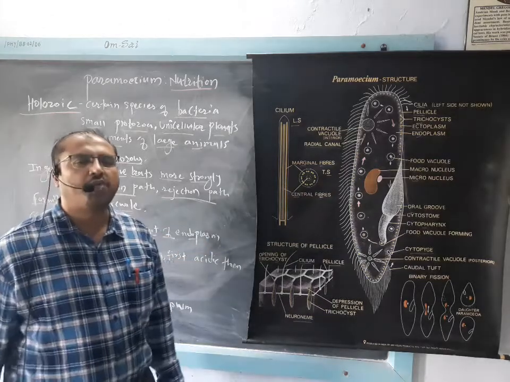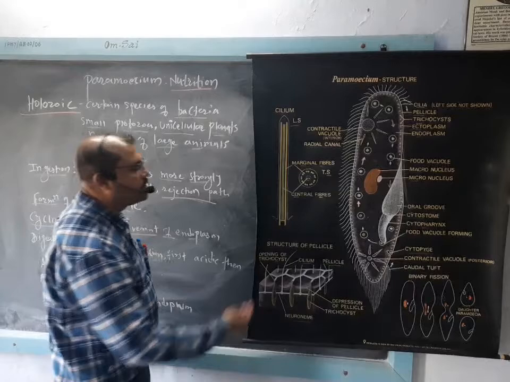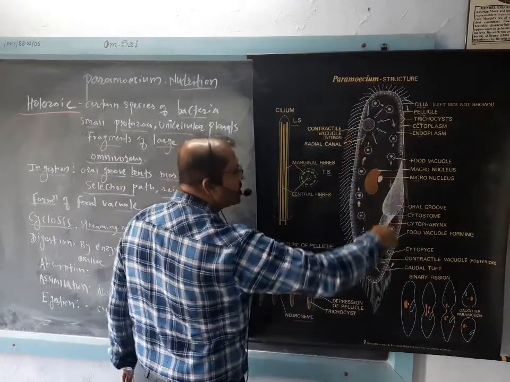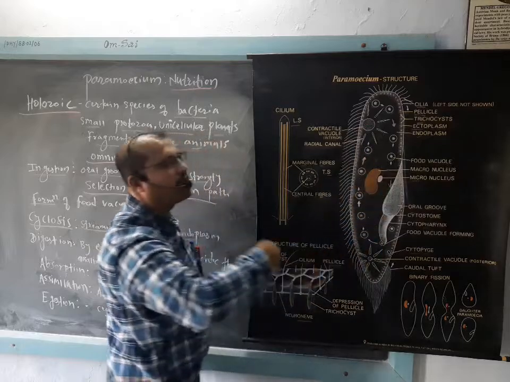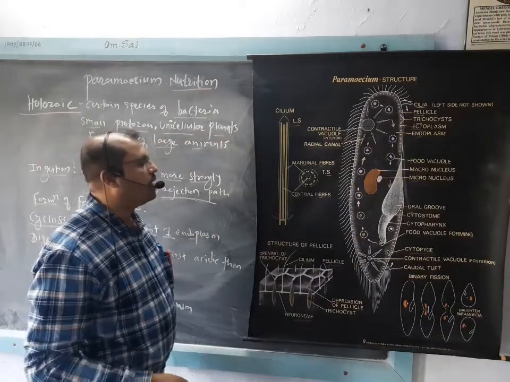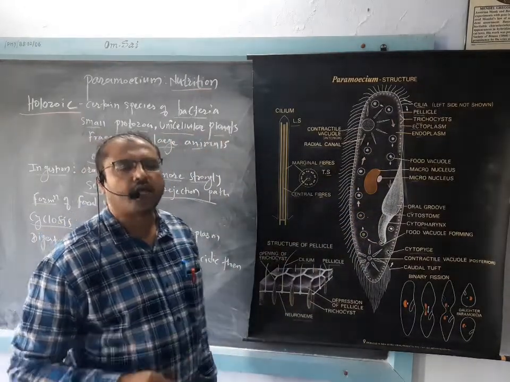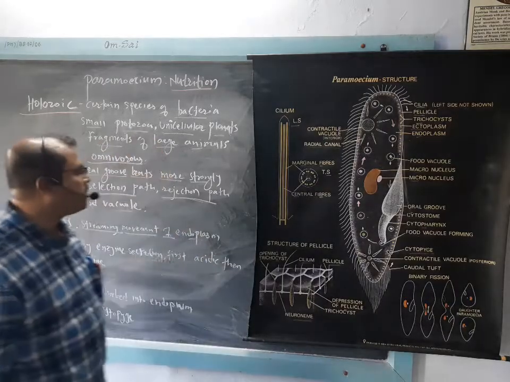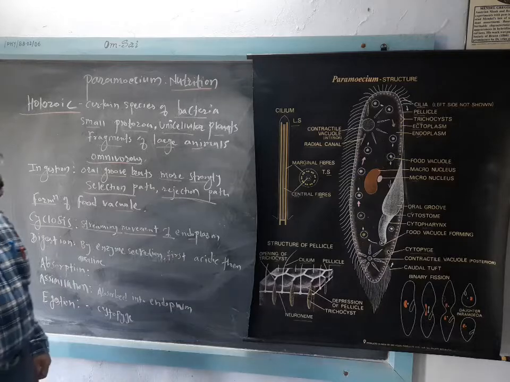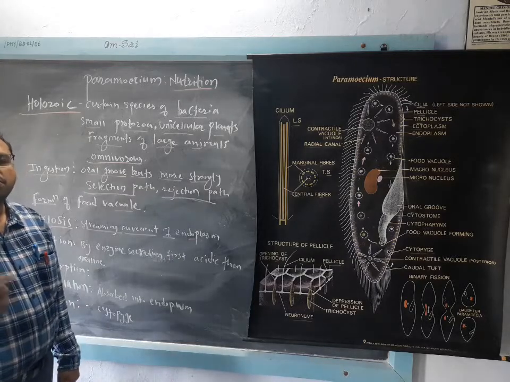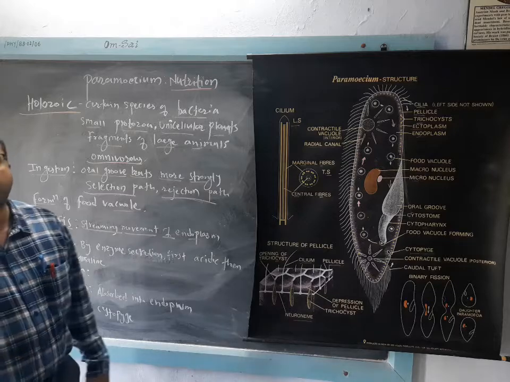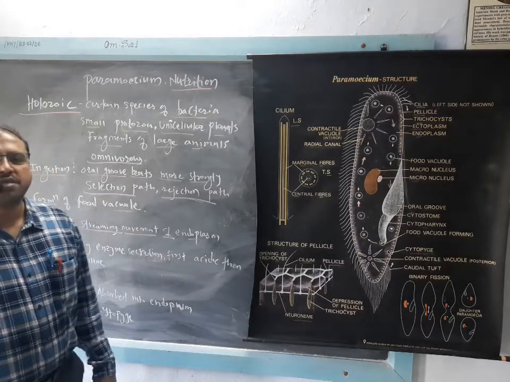So this streaming movement of endoplasm occurs, and this endoplasm allows the food vacuole to move in a circular or cyclic manner inside the cell, and that process is called cyclosis. Why does this happen in Paramecium? Because it needs time for the whole process of digestion, absorption, and assimilation.